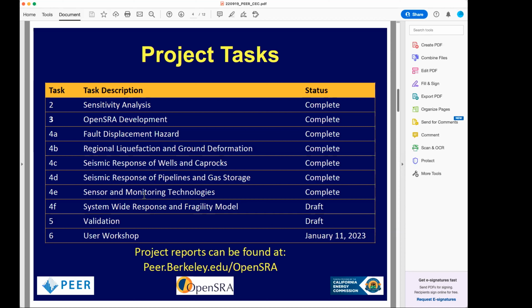The things that are still in draft are, because we're about a month and a half away from finishing up the code. So we're finishing validation right now and finishing compiling all the fragility models together as we're putting it into OpenSRA. So we anticipate that by the end of October, we'll have what I'll call our final executable that users will be able to pick up.